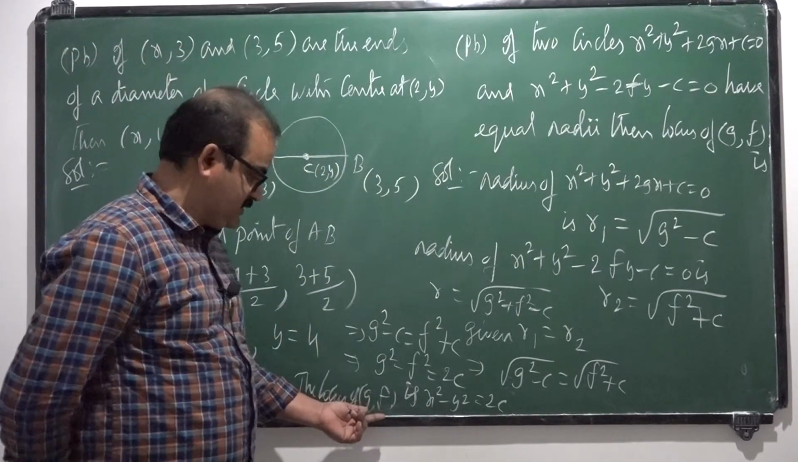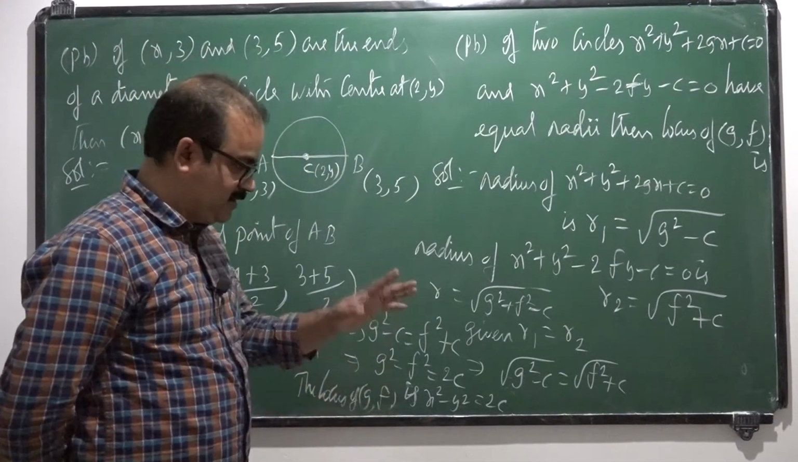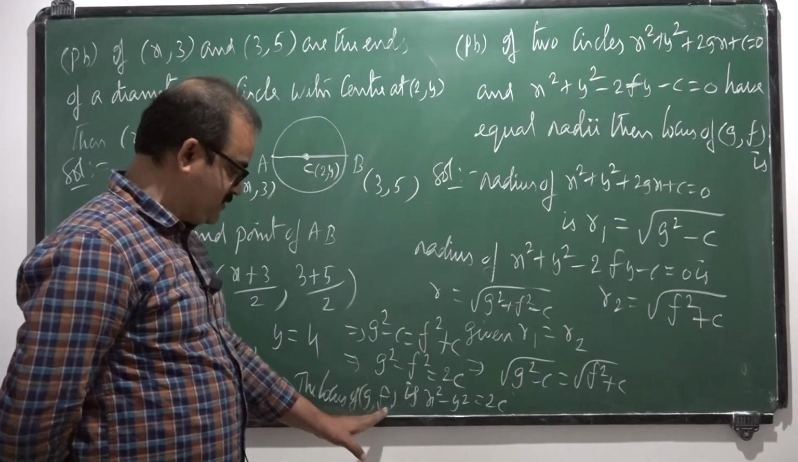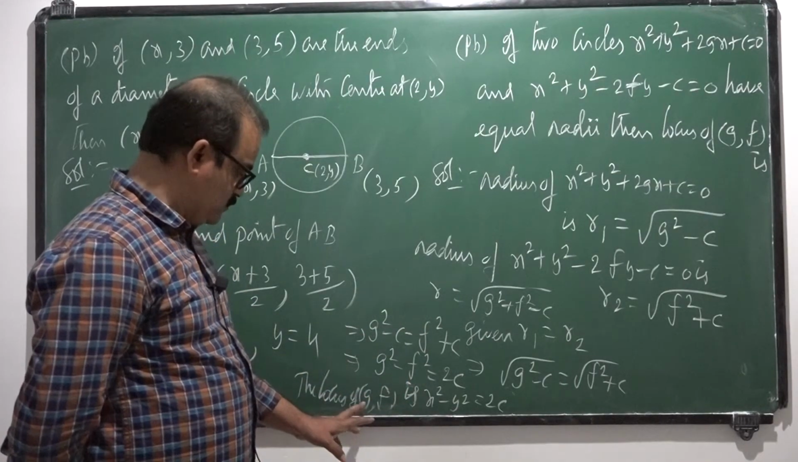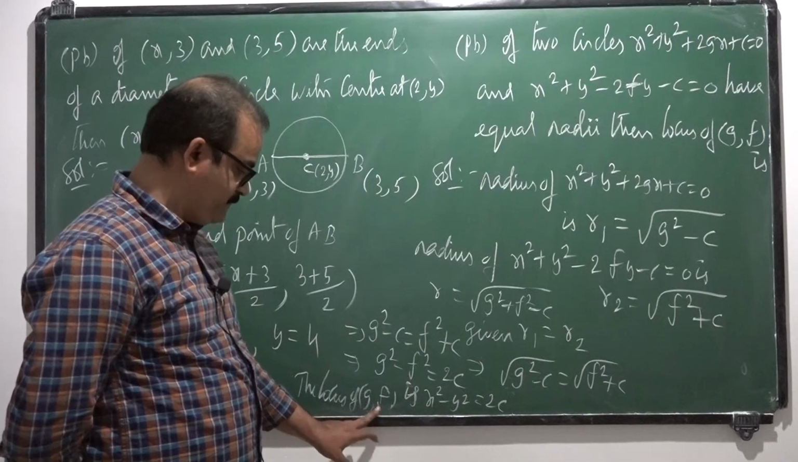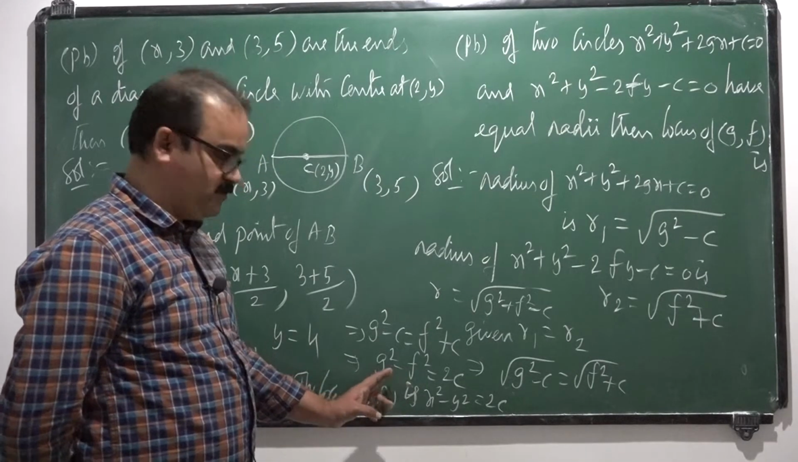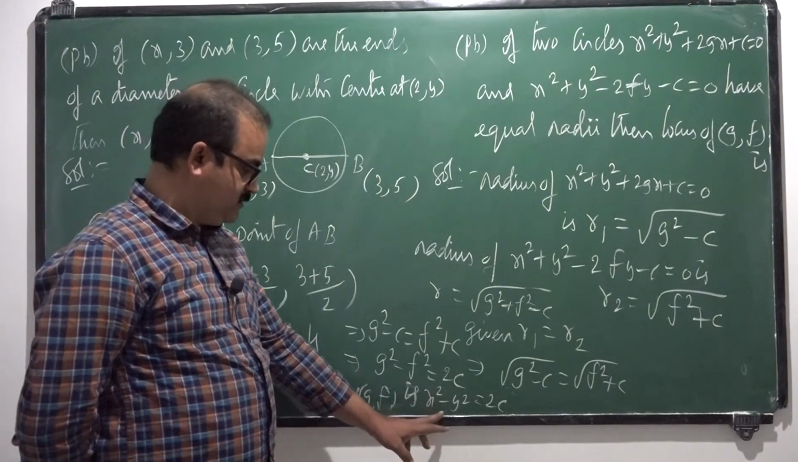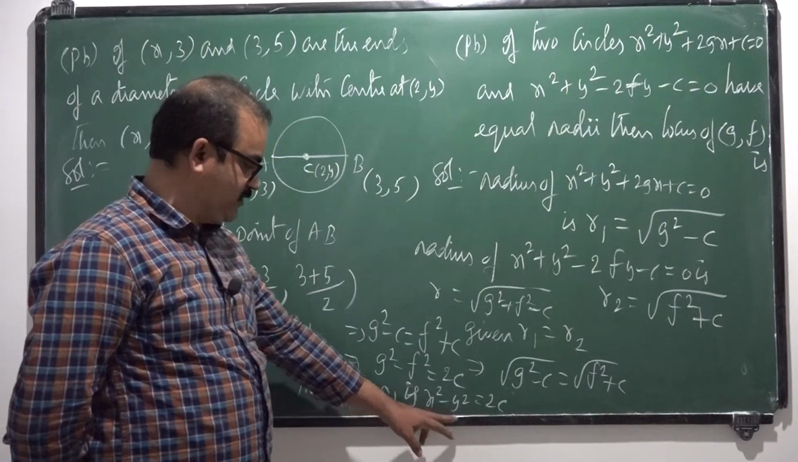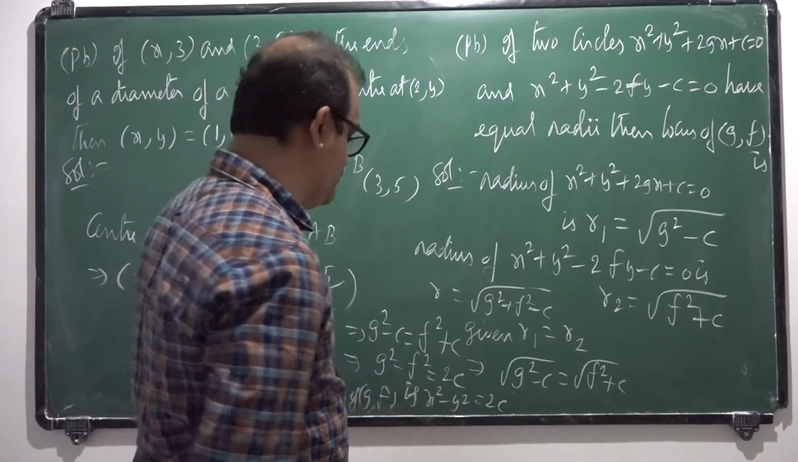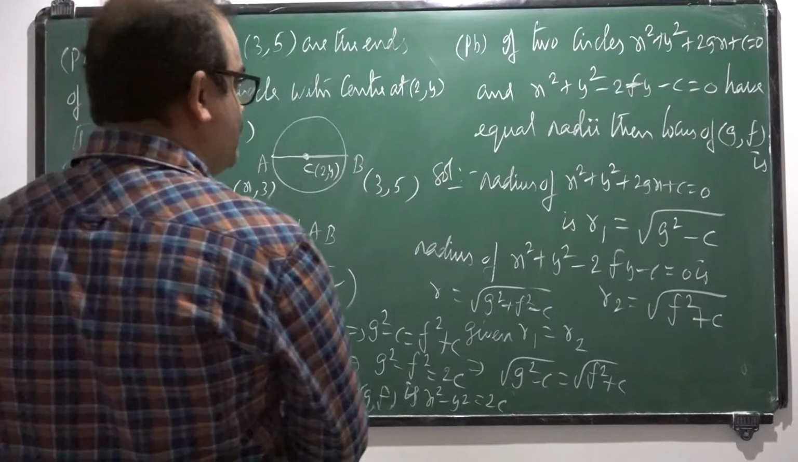To find the locus of any point, in that point we substitute x and y. So to find the locus of g and f, in place of g and f we write x and y. Then we get x square minus y square is equal to 2c. That is the locus of that point.